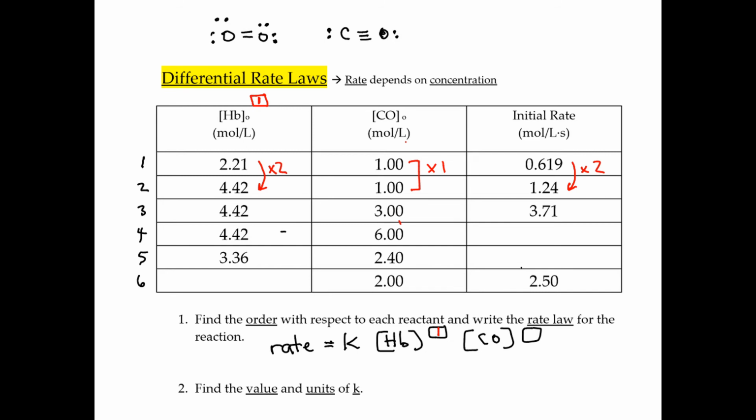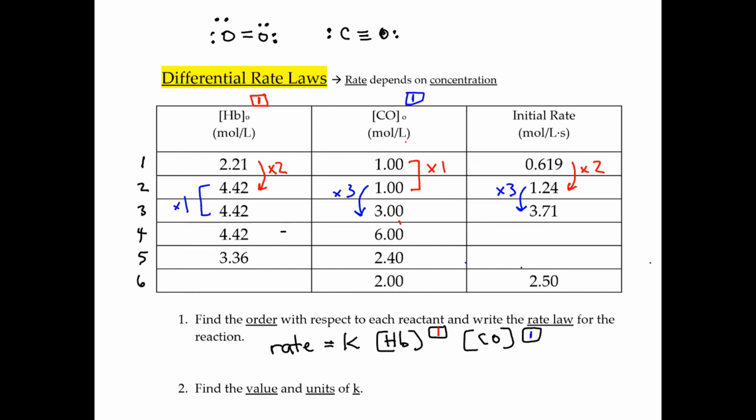Now we need to get the exponent for the carbon monoxide. In this case, we need to change the carbon monoxide while keeping the hemoglobin the same. So since the hemoglobin was constant, we're good. And now this is times 3. And we look at the rate over here. This actually happens to be times 3 as well. And so we look for our exponent here. And the question is, times 3, or a triple, to what power gives a triple? The answer is 1. So we're going to write first power for this as well.